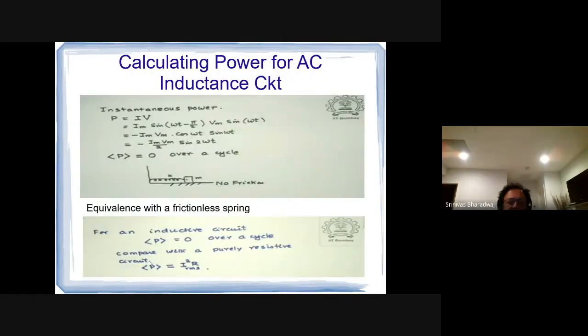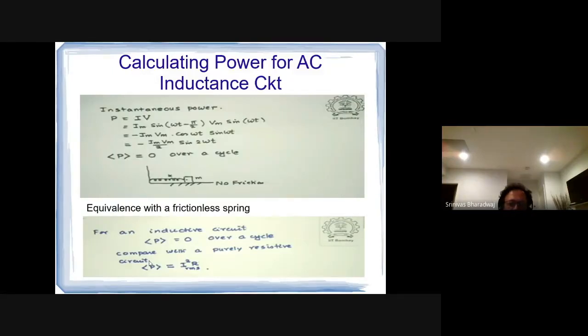Now calculating the power for an AC inductance circuit, power is equal to V times I. So I sine omega t minus pi by 2 times V sine omega t. Sine A sine B is what? So an inductor basically doesn't consume any power over a whole cycle. This is a very important idea. Inductors are not power consuming like resistors. So over a cycle, the total power is 0.